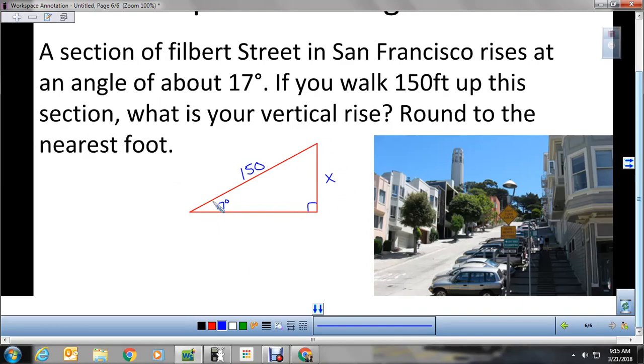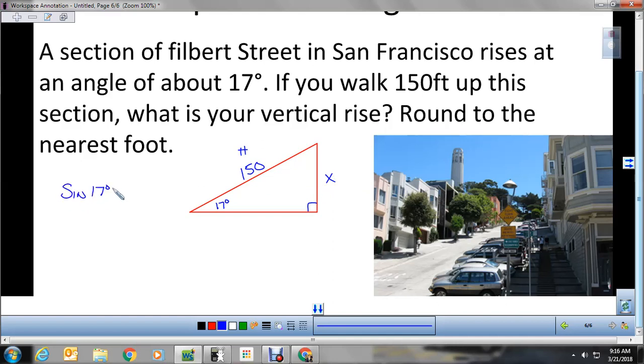First of all, we need to make sure we set it up correctly. 17 is our reference angle. This is what your right triangle should look like if you did a cutout section of this street looking sideways. We're looking for the vertical rise. Vertical's up and down, so that means we are looking for this distance here. If you're going to walk up this street, you're going to walk up the slanted slope here. So this is our 150 feet, which means we've been given the hypotenuse. So that means we have the hypotenuse and we have the opposite leg. So we're going to be using the sine function.